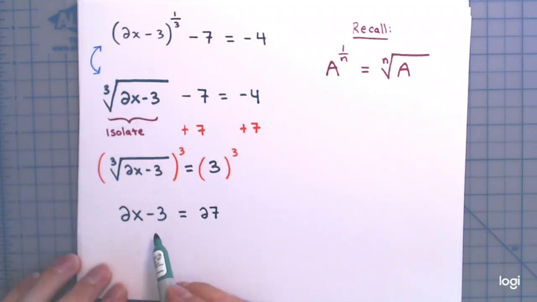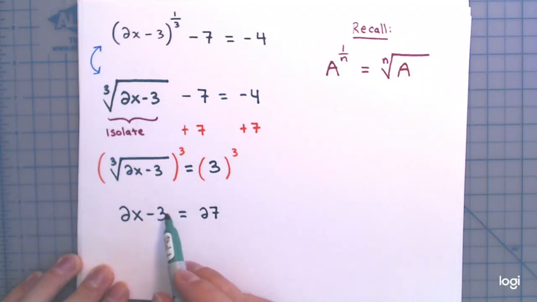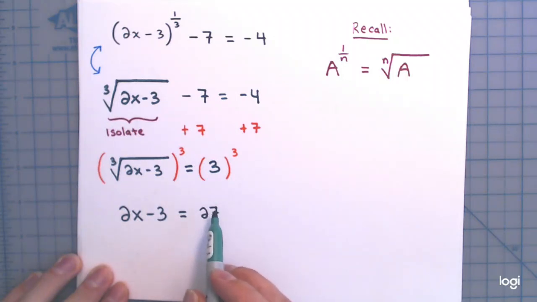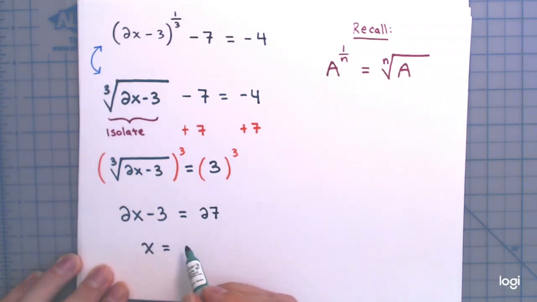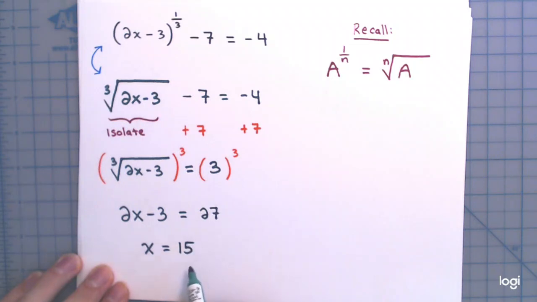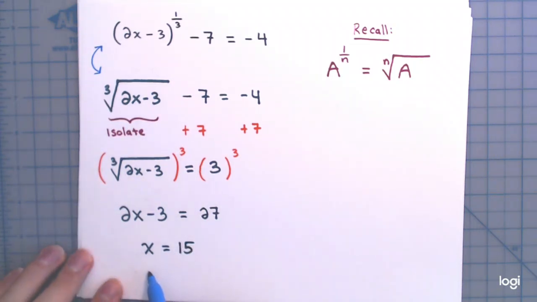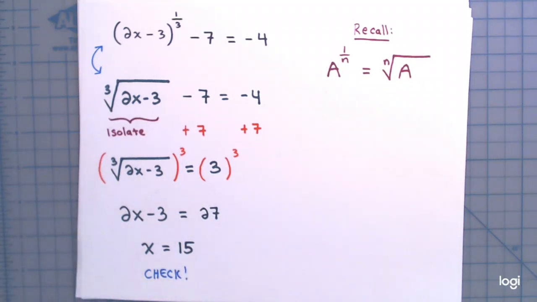And hopefully you can see here, I'm not going to write the steps this time. This is the last one. If I were to add 3, I'd have 30, 27 plus 3, 30 over here, and then I would divide by 2. And 30 divided by 2 is 15. So the possible solution to this equation is 15. So I'm going to check this. Remember, back in the original equation.